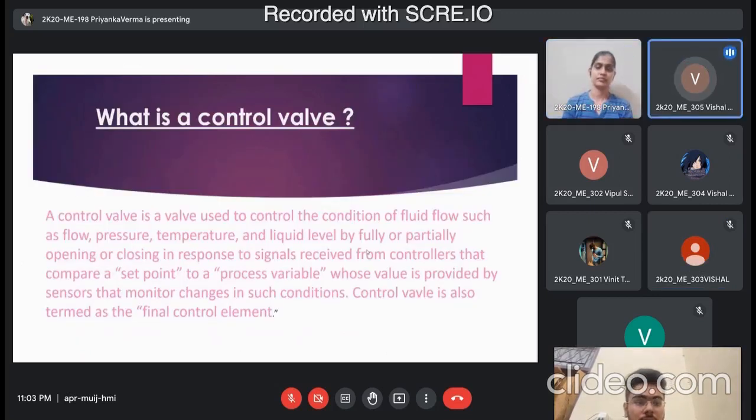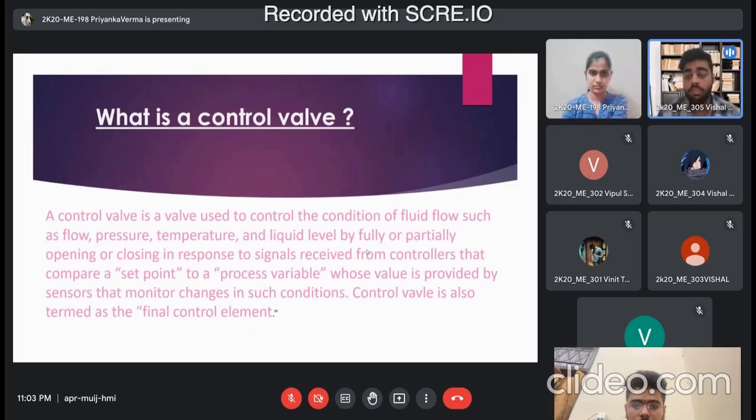Control valve. A control valve is a valve that opens and closes fully or partially in response to signals from controllers that compare a set point to a process variable whose value is provided by sensors that track changes in such conditions. Control valves are used to control the condition of fluid flow, such as flow, pressure, temperature, and liquid level. The final control element is another name for the control valve.